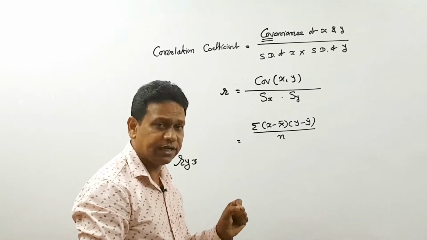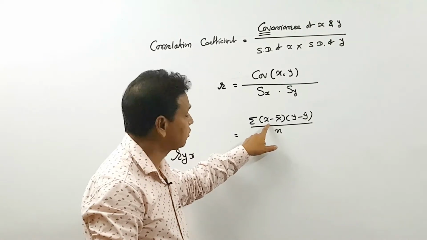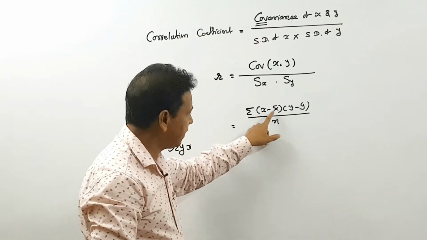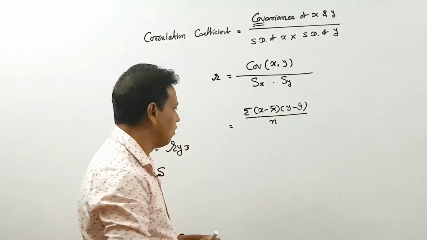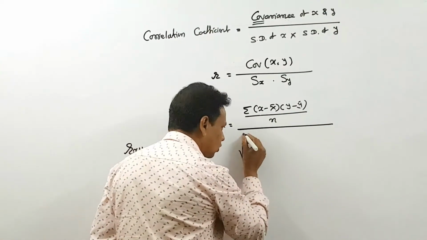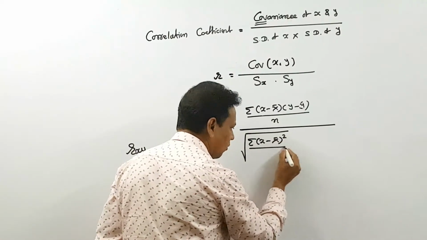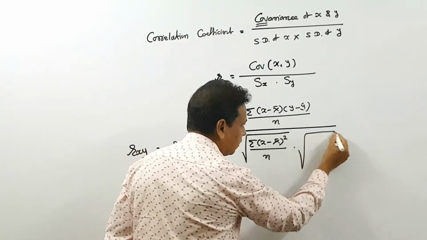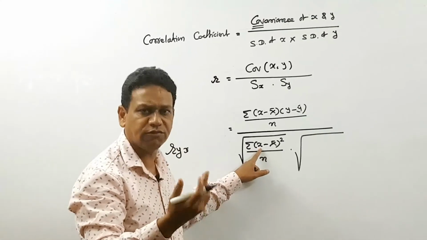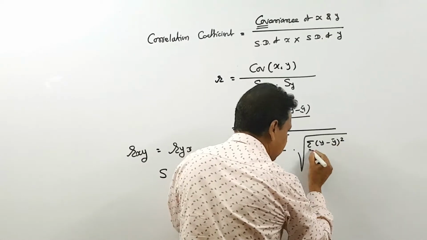It is an average of the sum of products of mean deviation between variable x and y: sum of x minus x bar, y minus y bar, divided by n. Now divide by sx and sy. So we have the formula root of sum of x minus x bar square upon n, into, again, the standard deviation of y. So instead of variable x we are using y: sum of y minus y bar square upon n.